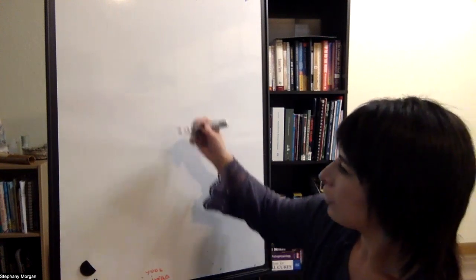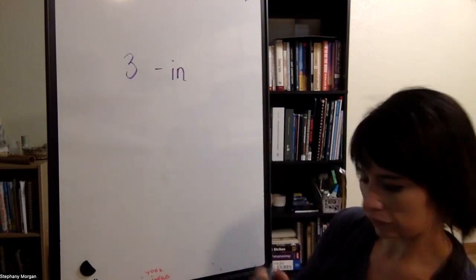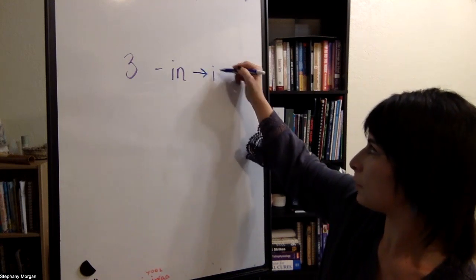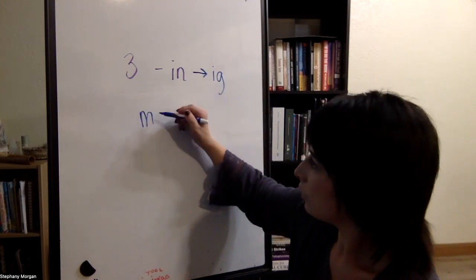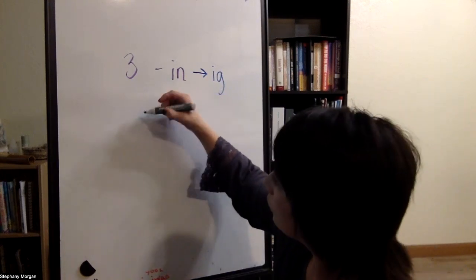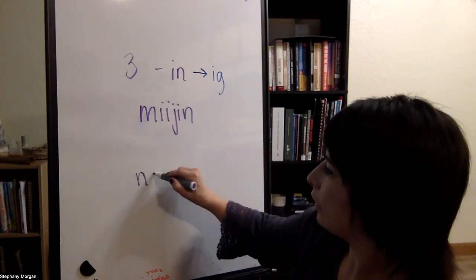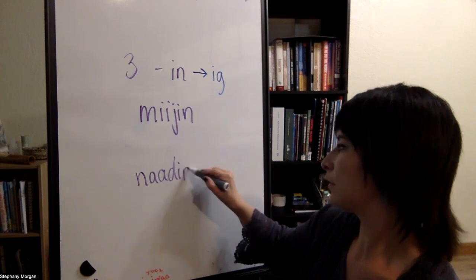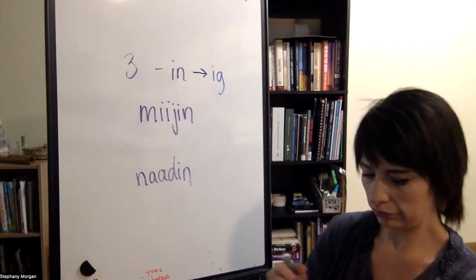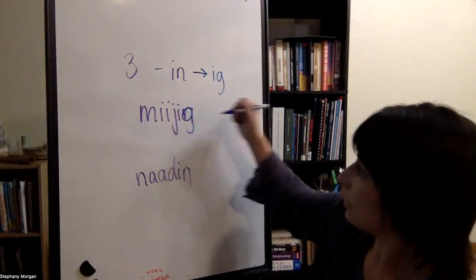With the VTI 3 verbs, 3 ends in in. As far as I know, there's only 2 of them, and it pluralizes the command by becoming ig. So mijin and naden are our words. Mijin, eat it, you, singular. So, you want more than one person, eat your food, use mijig.